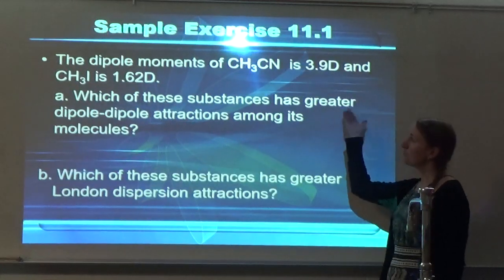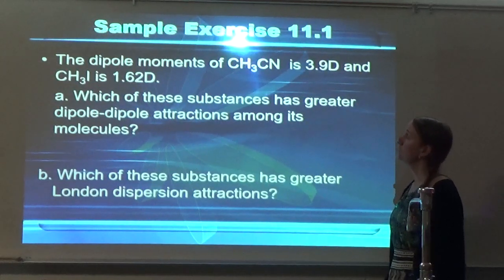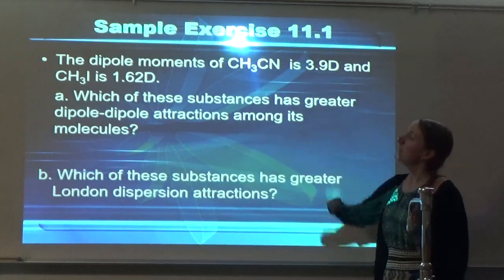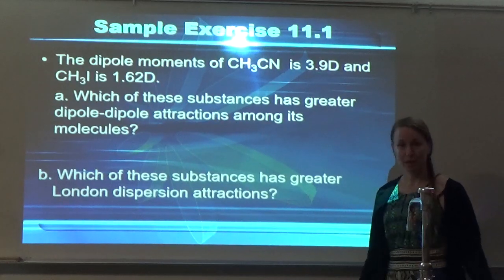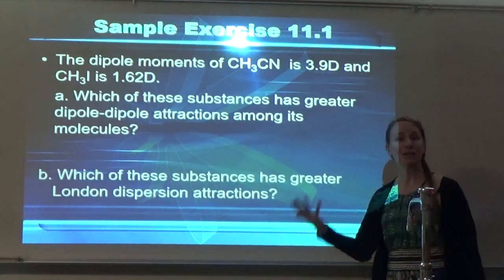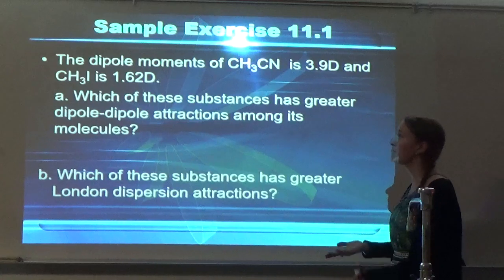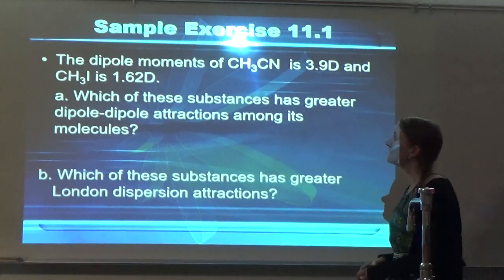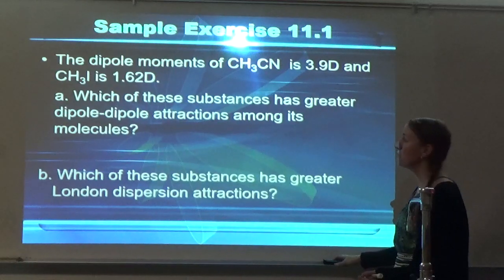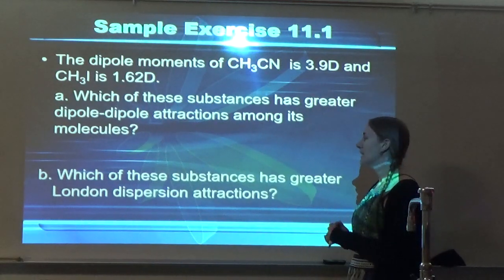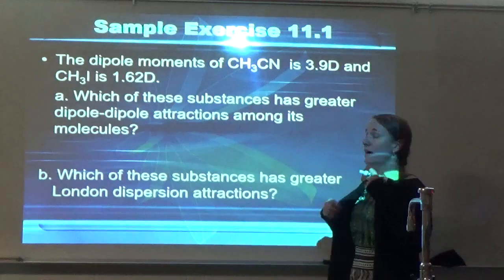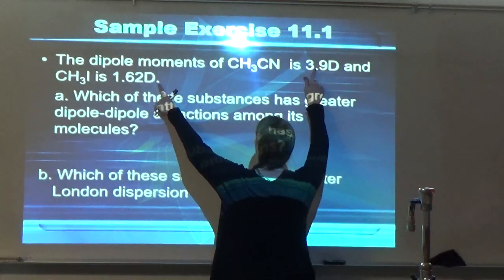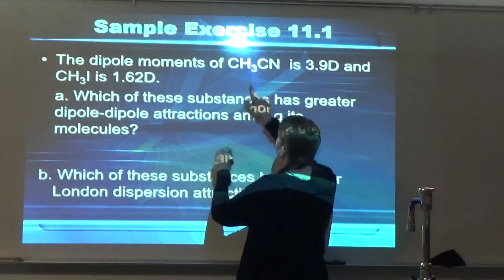So let's look at this one together. It says the dipole moments of CH3CN is 3.9 debye, and CH3I is 1.62 debye. So remember, we talked about how to calculate dipole moment, although it probably won't be on the AP exam. But sometimes they'll just give you the dipole moment. It says which of these substances has greater dipole-dipole attractions among its molecules? Which of these substances has greater London dispersion? So dipole-dipole is about your dipole moment. Well, notice it gave me the dipole moment. So who has the bigger dipole moment? CH3CN.